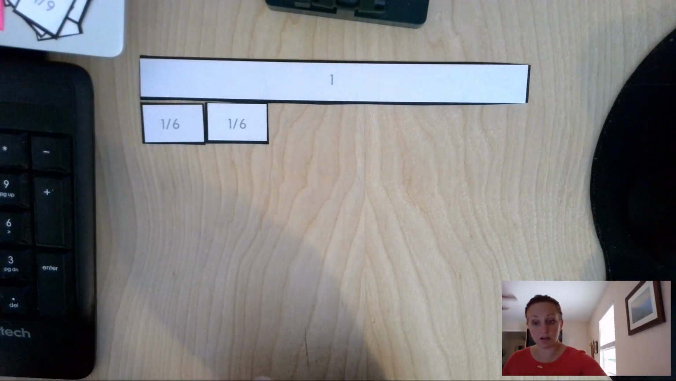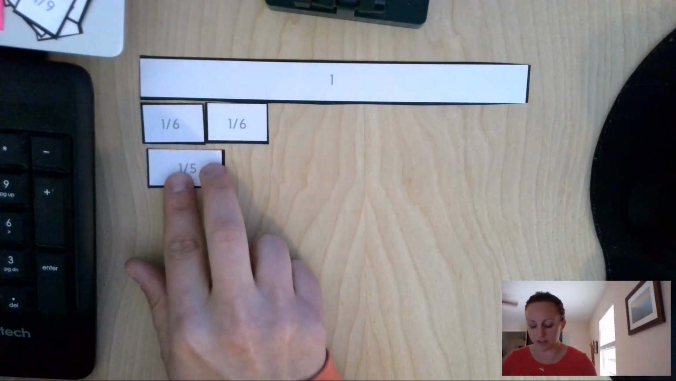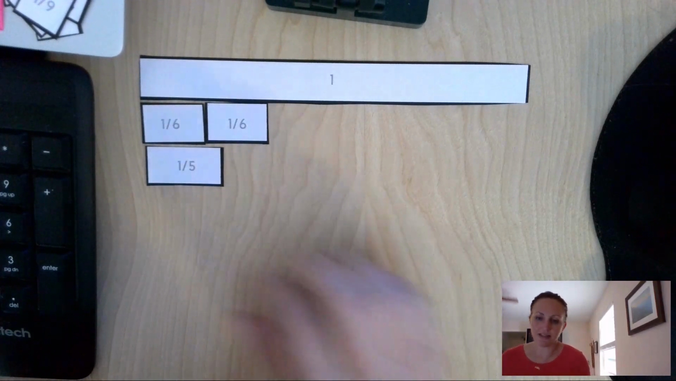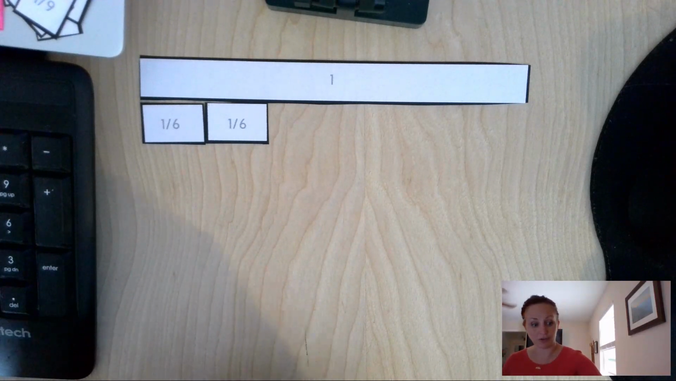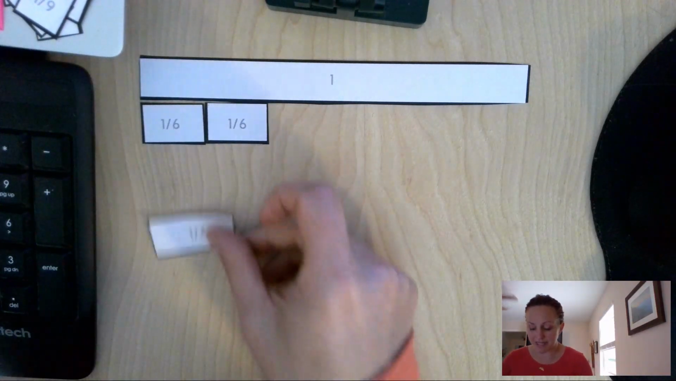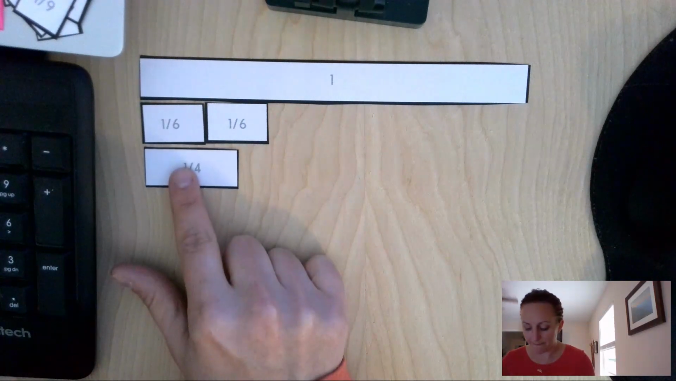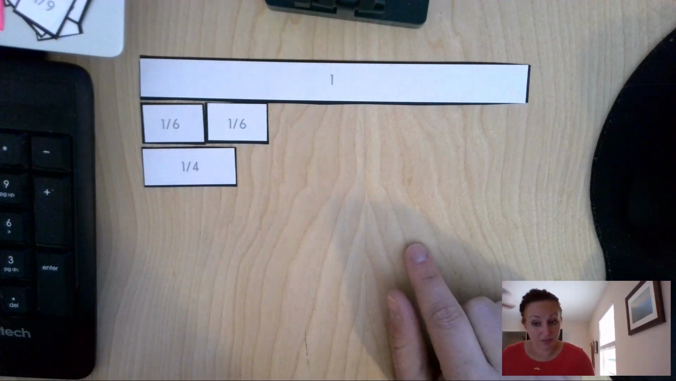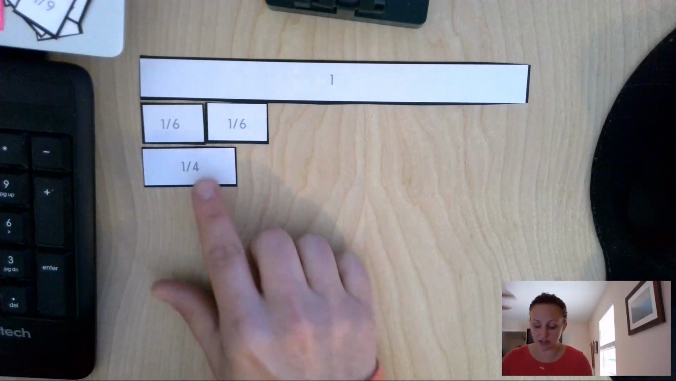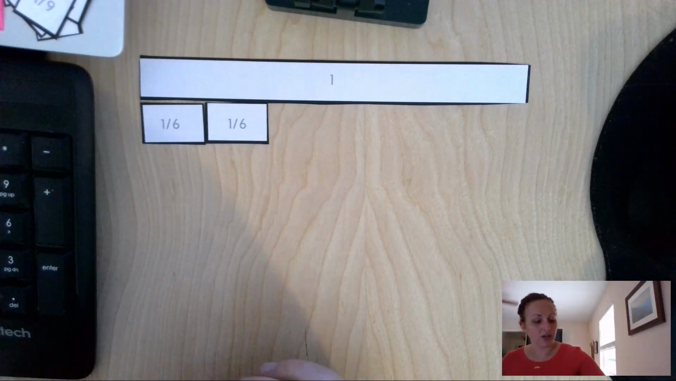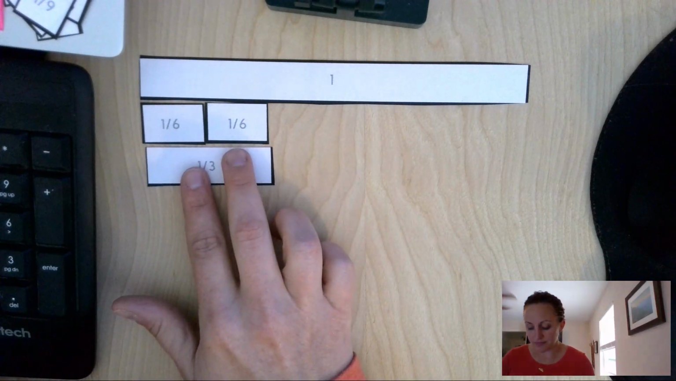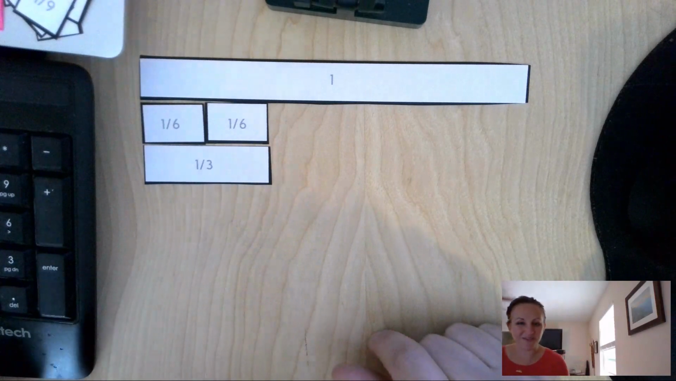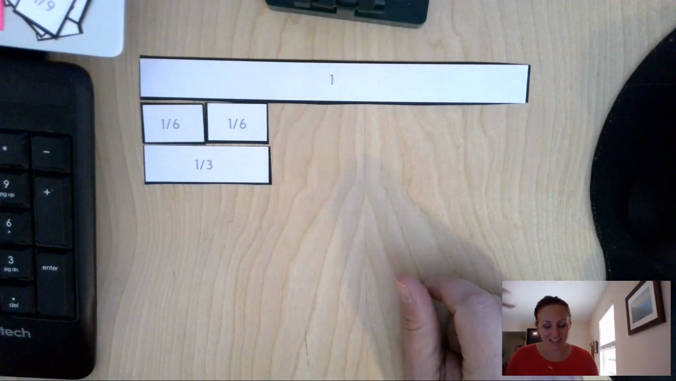So let's try a bigger piece. Let's try 1/5. That didn't work. 1/5 is not equivalent to 2/6. Okay, let's try the 4th. Right, I'm looking for my bigger pieces because I'm only using 1 of them. Closer, but 1/4 is not equivalent to 2/6. All right, so now let's try a 3rd. There we go. 1/3 is equivalent to 2/6.